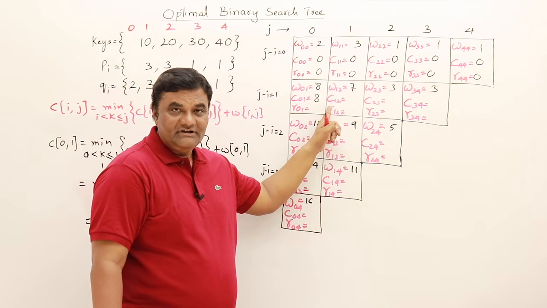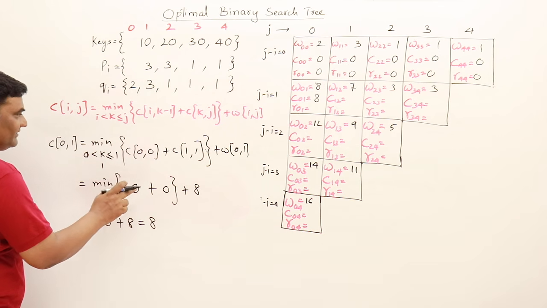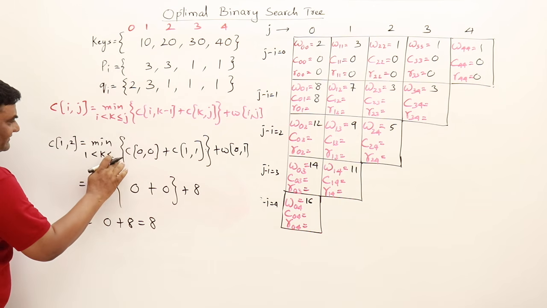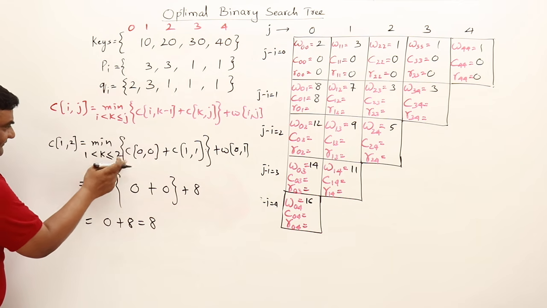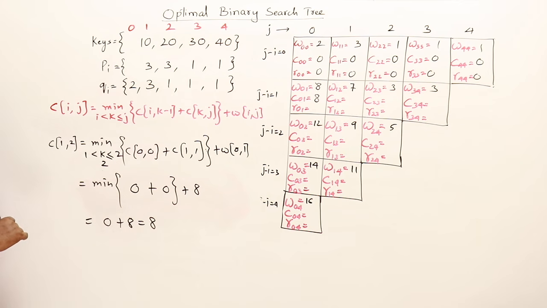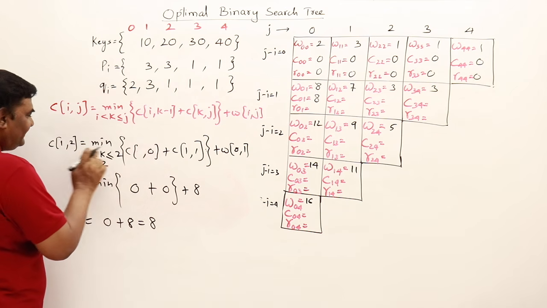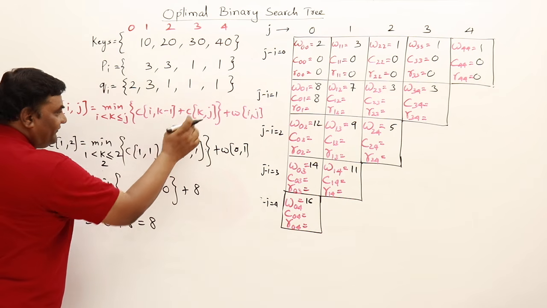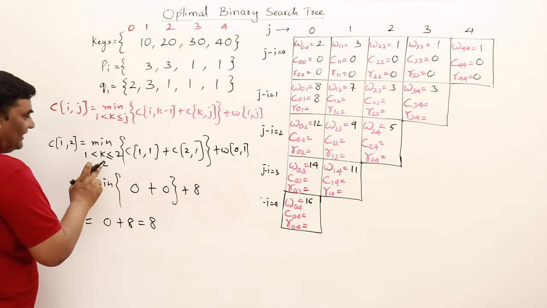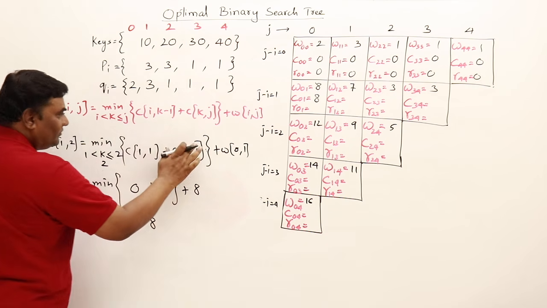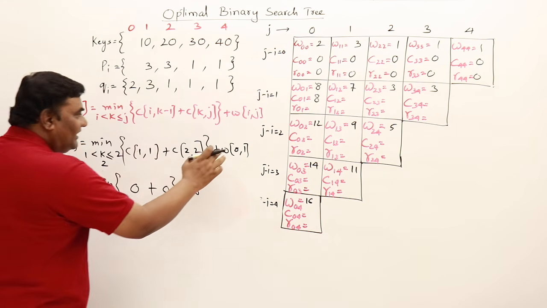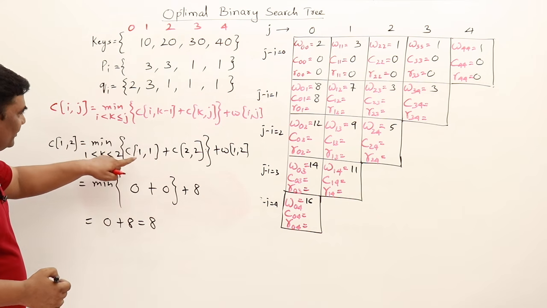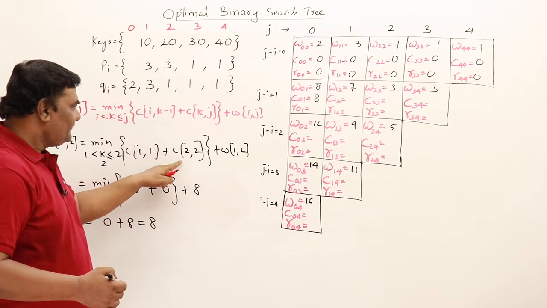Now let us try C of 1 comma 2. I will just modify it. 1 comma 2. This is 1, this is 2, and this is 1, this is 2. k can take values greater than 1 and less than or equal to 2, so only 2 it can take. Then this is C of i, where i is 1, k minus 1 is 2 minus 1, 1. C of k, where k is 2, and C of j, where j is 2. So this is 1 comma 1, 2 comma 2, and the weight of 1 comma 2. So C of 1, 1 is 0. C of 2, 2.